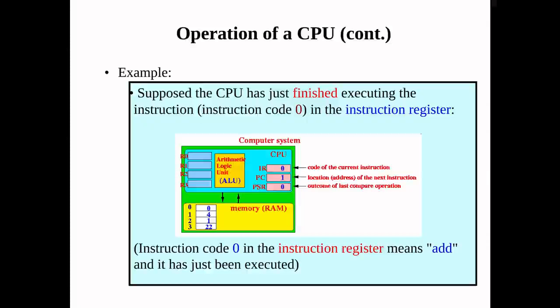So, we've just finished executing an instruction, and so the instruction register holds the value 0 because that was the code that was put into it. The counter has the location of the next instruction, which happens to be location address 1, and then the PSR has the outcome of the last compare operation, but that's irrelevant to this point. Instruction code 0 in the instruction register means add and has just been executed.